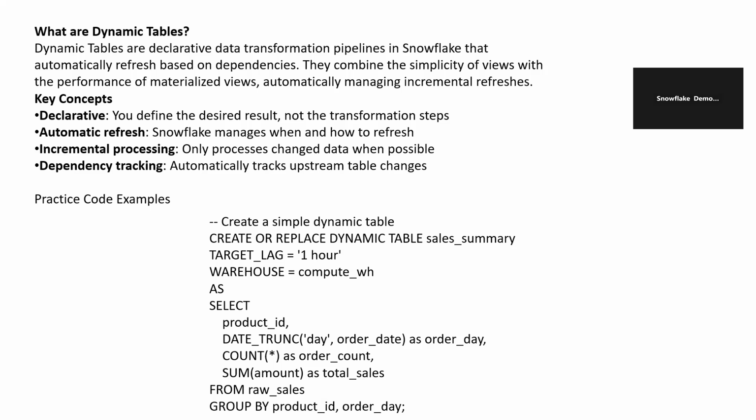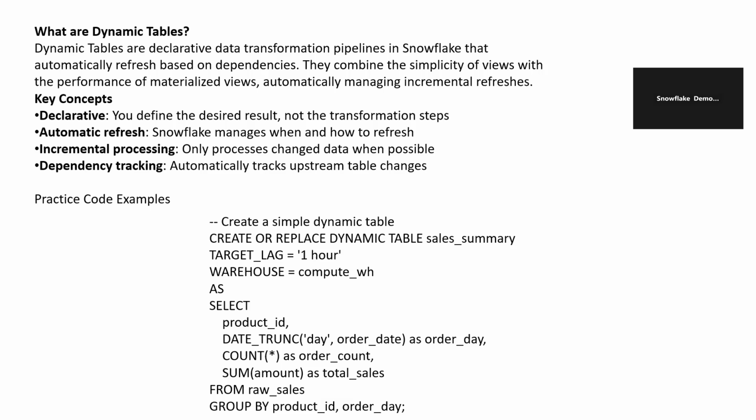Dynamic tables are declarative data transformation pipelines in Snowflake that automatically refresh based on dependencies. They combine the simplicity of use and the performance of materialized views, automatically managing incremental refreshes. So when we have something dependent on other view refreshes or any other incremental refreshes, it helps us a lot. You can even use it as part of one depending on another.